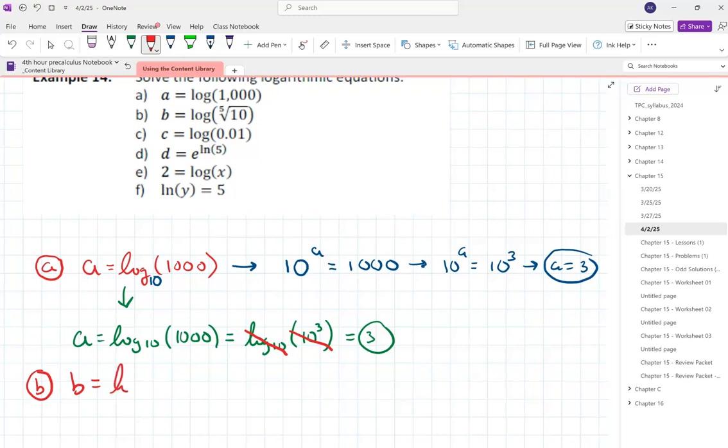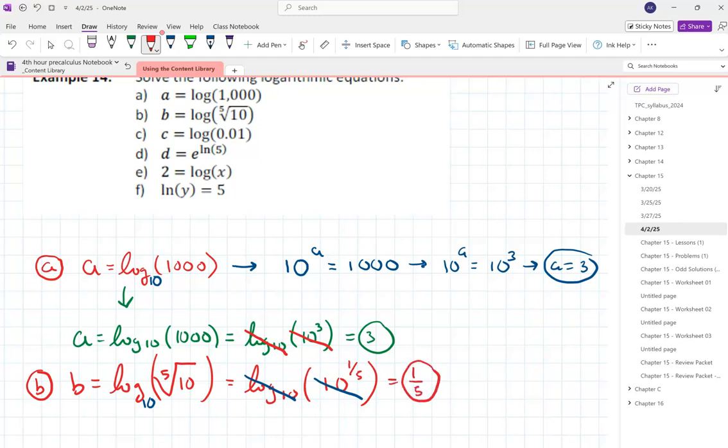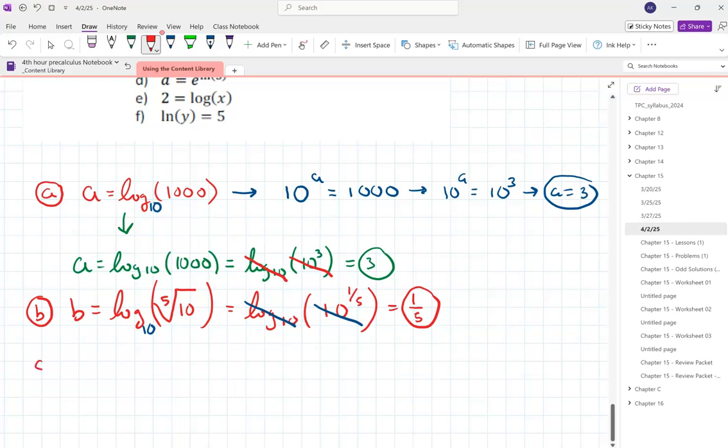In example B, we have log of the 5th root of 10. Again, when I see log, what base is that? 10. So I'm just going to rewrite the 5th root of 10 as 10 to the power 1/5. And then whoop, whoop, we're left with 1/5.